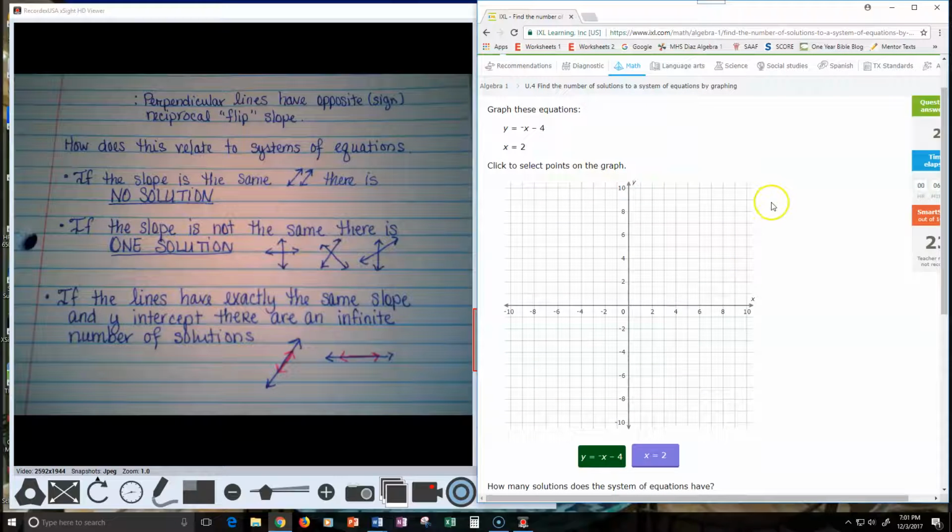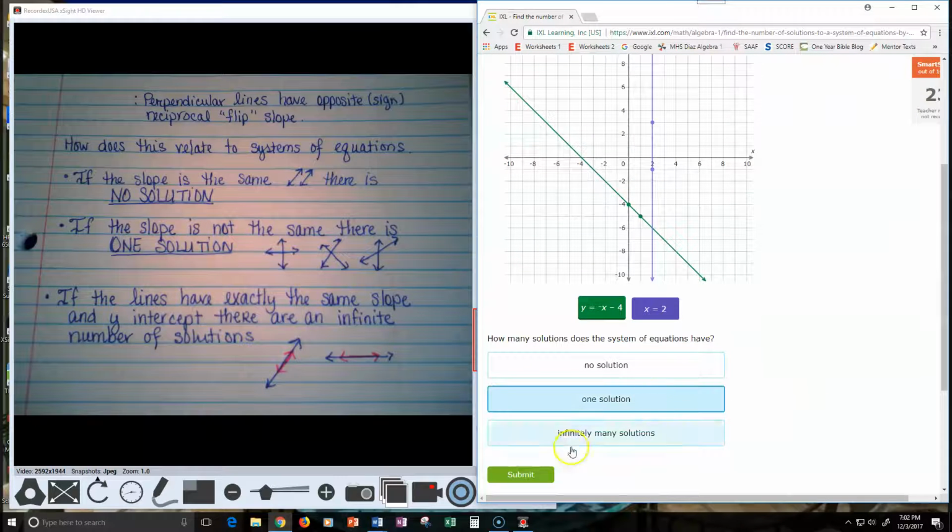Then let's look at this one. We have, again, y is equal to -x minus 4, so let's graph -4. We know this is down 1 and to the right, because our line should be falling from left to right because of this negative here. And then x is equal to 2. Well, let's graph that. There's one solution. Notice their slope was not the same. So we have one solution.